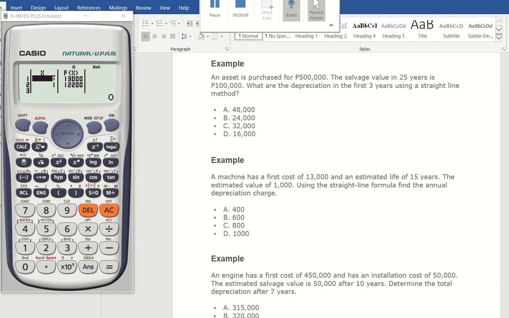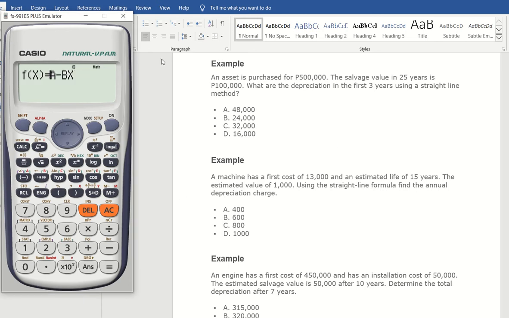All right, let's go ahead and move on with our first example. Let me just set it up. Okay. So an asset is purchased for 500,000. The salvage value in 25 years is 100,000. What is the depreciation in the first 3 years using the straight line method? Okay. So what we're gonna do, guys, make sure that your calculator is in mode 1. The next is we're gonna store 500,000, which is the cost, in A.